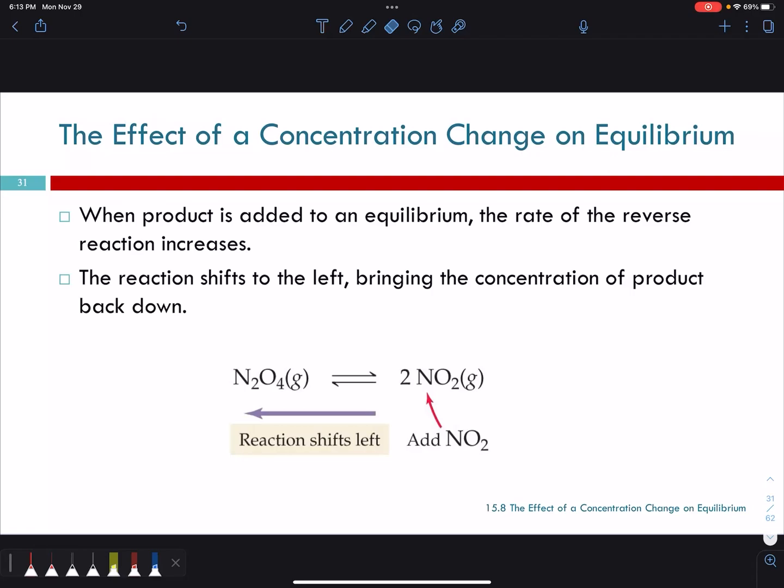So when product is added at equilibrium, the rate of the reverse reaction increases. Because we've increased the concentration, more collisions can happen, so that rate speeds up. So we add here, and then it shifts to the other side to reduce that concentration. It reduces that concentration because the reaction rate has increased. So we shift away from the side that we add to.